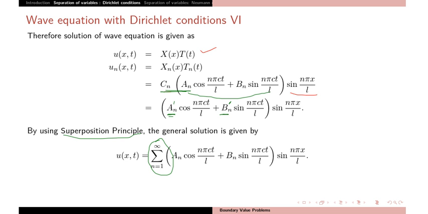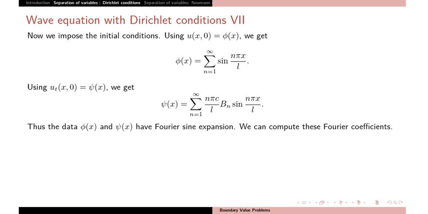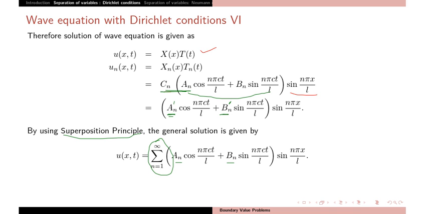Here you have two unknowns, A_n and B_n, and we have two conditions in t that we have not used. When t equal to 0, the solution is phi; when t equal to 0, the velocity u_t is psi. So now we are going to use the initial conditions. Initial means when t equal to 0, the starting time, time is 0, so the solution is phi of x. So just put t equal to 0 here, cos 0 will be 1.